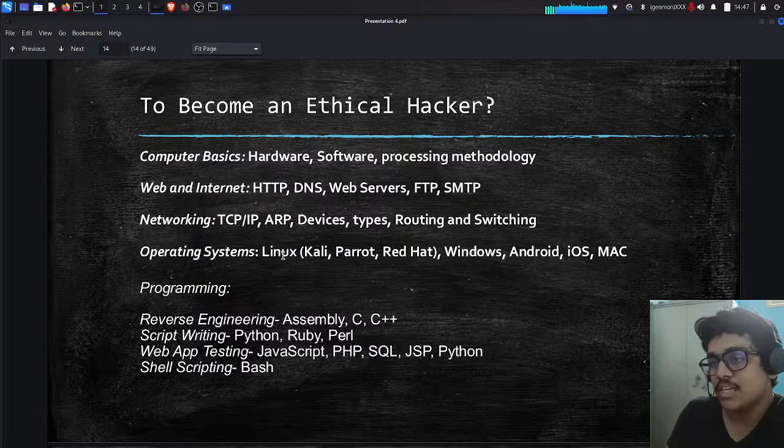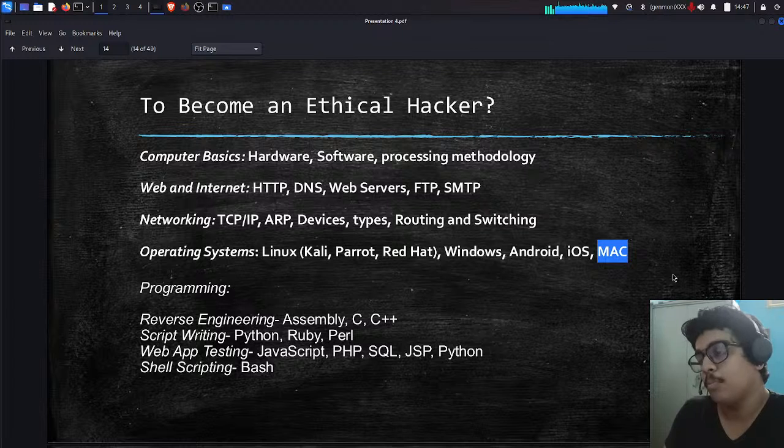Operating systems such as Linux: we are using Kali Linux. There also exists Parrot Linux and Red Hat Linux. There exists Windows, which I do not use personally. Android, that is in your hand. iOS, which comes on Apple phones. Mac, I have one MacBook Pro that runs macOS.